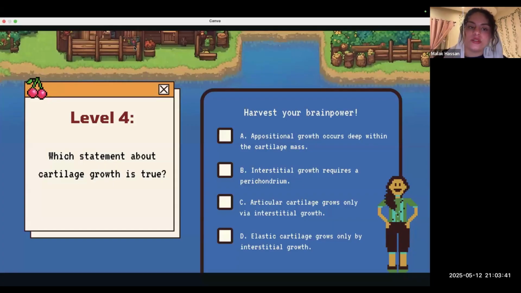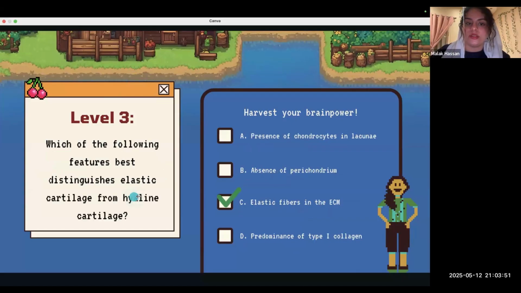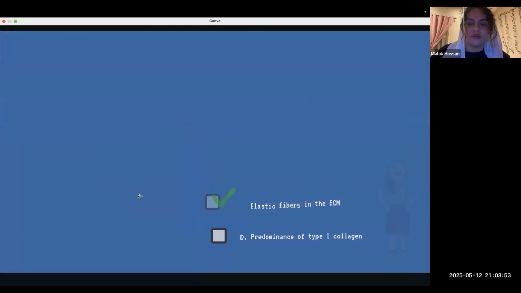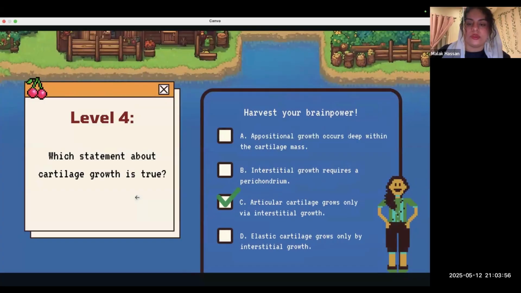Apologies, I had some technical difficulties. Which statement about cartilage growth is true? And it is, whoops. It is C. Articular cartilage will only grow via interstitial growth.